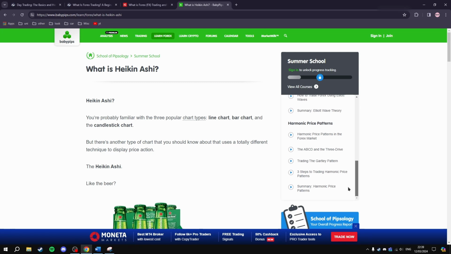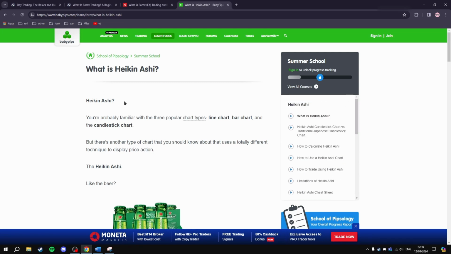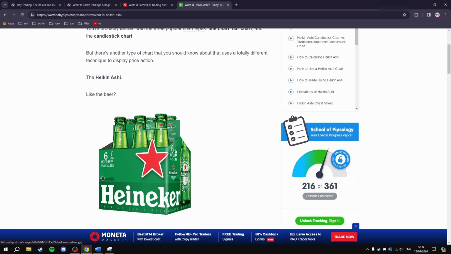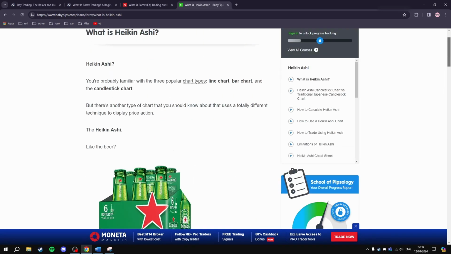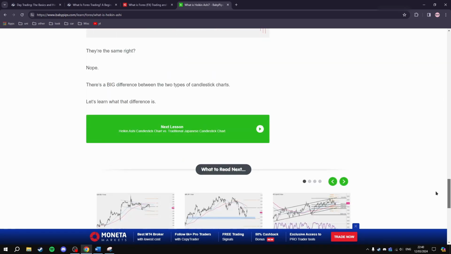In the next video, I think we covered the pivot point stuff. We're going to be starting what is Heikin Ashi. So yeah, I don't really know what it is, but I'm sure we'll learn more about it later on. Oh, looks like it's some candlestick stuff.